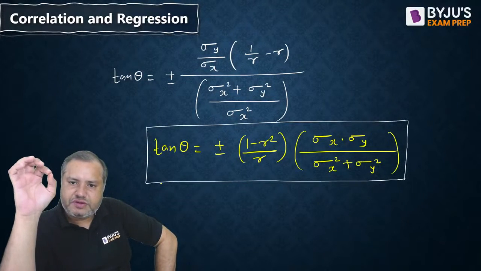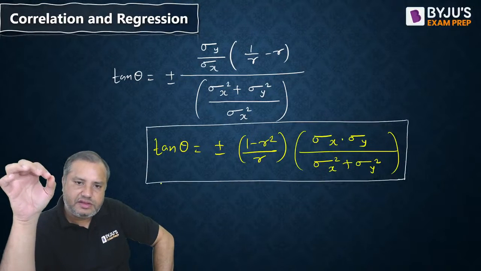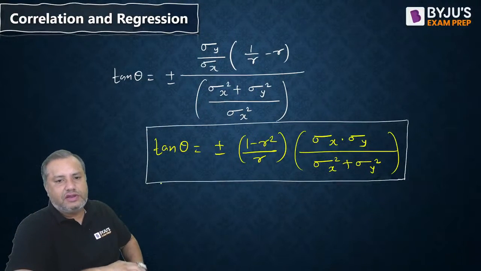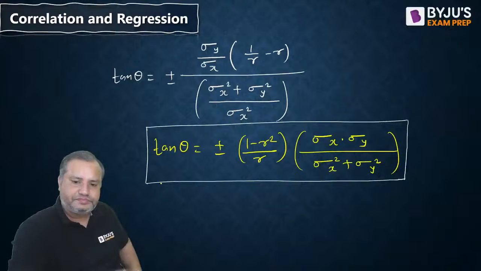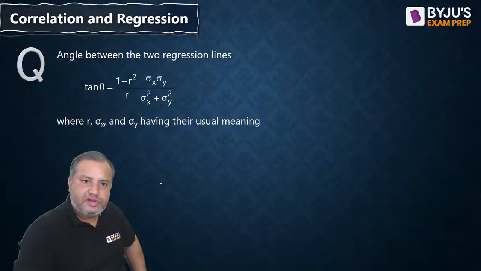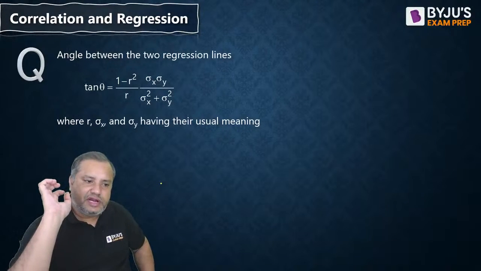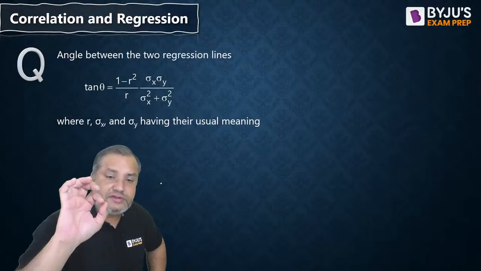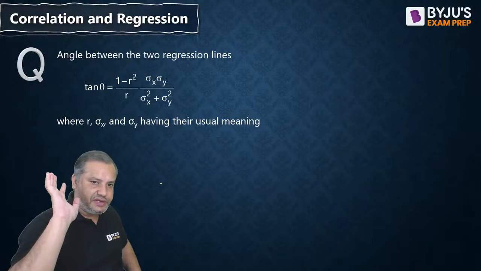They can give you sigma x, sigma y, and values of r, and they can ask you the value of tan theta, that is theta. So ultimately, student, I can say that I have covered here all the concepts relevant for your GATE and ESE with respect to correlation and regression.